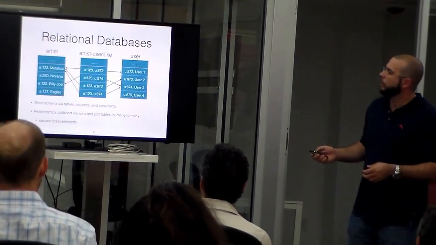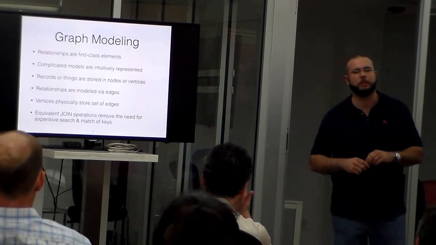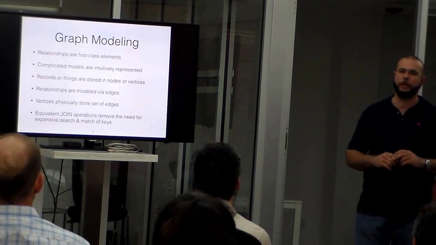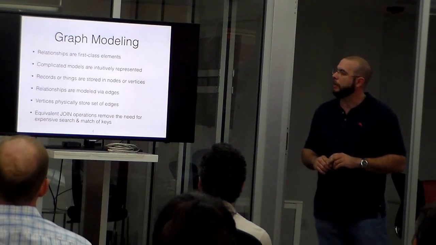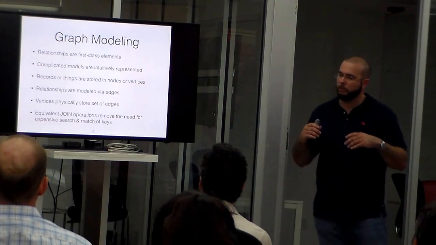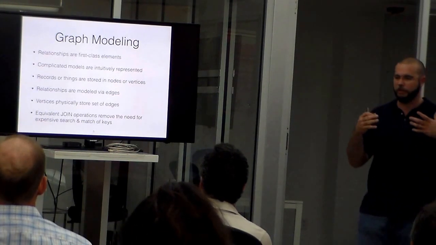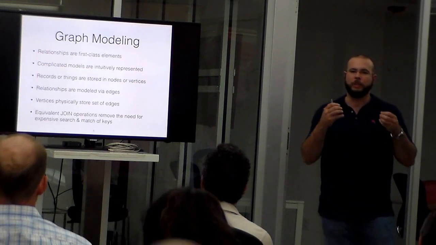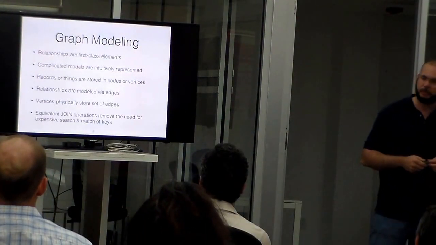Graph modeling takes a completely different approach. It makes relationships first-class citizens in your domain. They don't have to be computed at runtime. And it allows you to model your domain more intuitively. Basically, the database structure resembles your domain, and you don't have to think about rows and join tables.